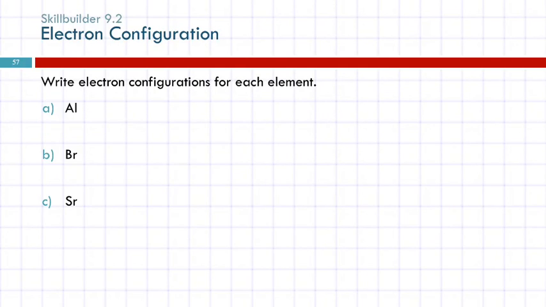Okay, we did that. Okay, so write electron configurations for each element. Now, it doesn't say noble gas shorthand, but it doesn't say full electron configurations either. Let's do the full ones, though.